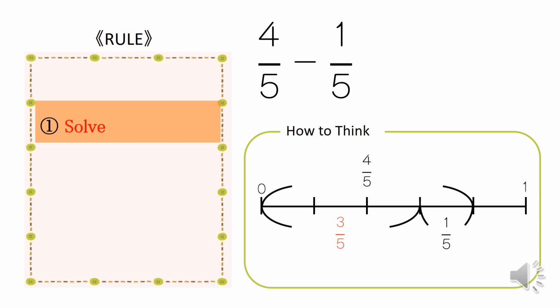Finally, the answer to the question would be subtracting 1/5 from 4/5, so it would be these parts of the diagram here. And we see that we have 3/5. Therefore, 4/5 minus 1/5 equals 3/5.